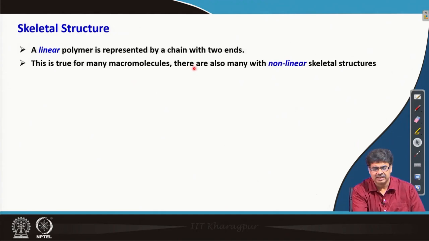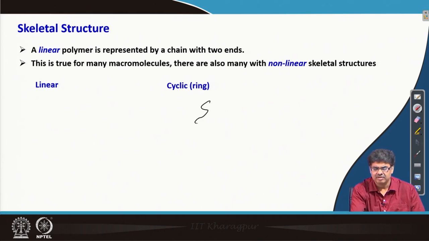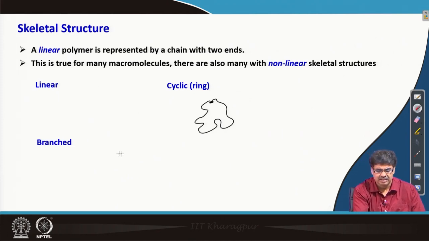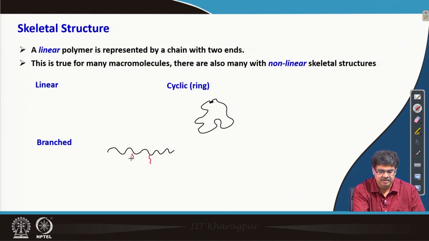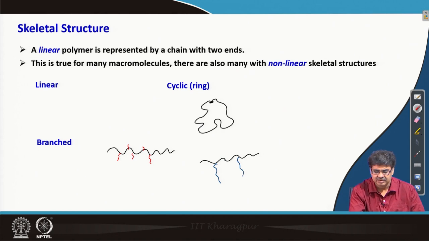Now, linear is true for many macromolecules, but there are also some nonlinear skeleton structures. For example, we have seen linear, and we can also get a cyclic ring, where I have a polymer chain linked at the ends. So, we get a ring structure, and we can also get branched structures. For example, I can have one polymer chain and another small branch coming out, or a longer branch like this. So, these are branched structures.